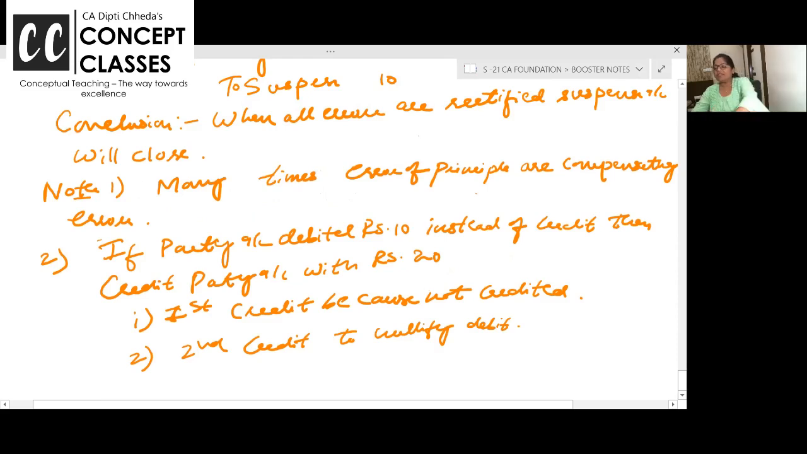Now can we rectify some of the errors through suspense account? If you are told to make a suspense account, will you be able to do that? And of course the suspense account will tally after that. Once you rectify the error, the suspense account will tally. One second.